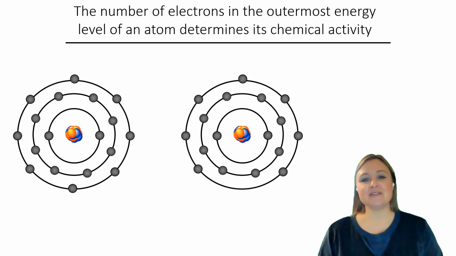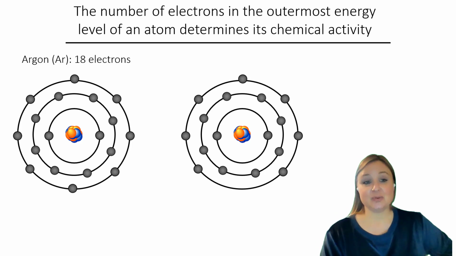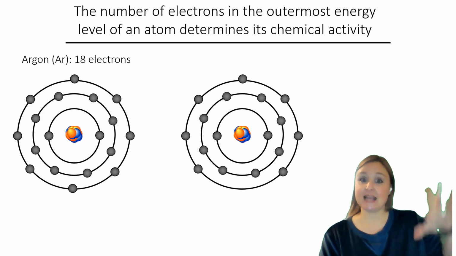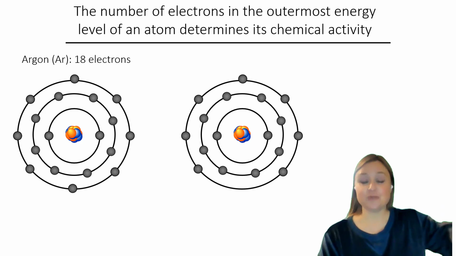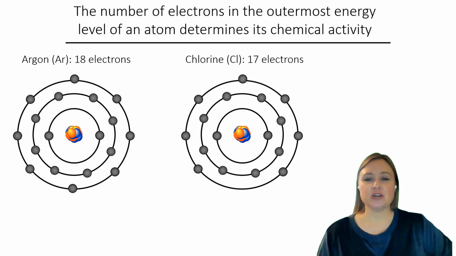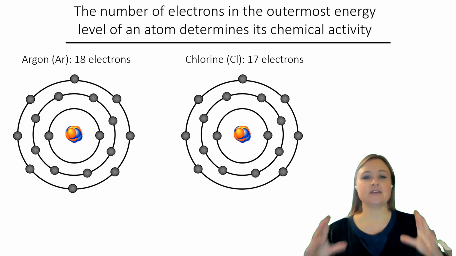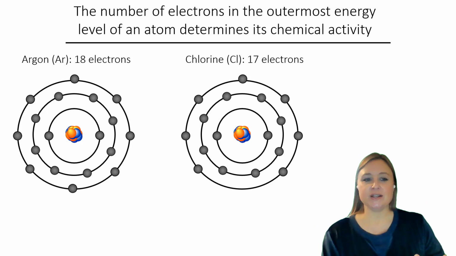Okay, so the number of electrons in the outermost energy level of an atom, right, the outermost shell, determines how reactive it's going to be. So here on the left, we have argon. Argon has 18 electrons, which means 2, 8, and 8. Okay, so it has a full outer shell, full complement of 8 electrons. On the other hand, here's chlorine, which is abbreviated Cl. Chlorine has 17 electrons. And so it has 2 in the first shell, 8 in the second shell, and 7 in the third shell. And so argon is not going to be very reactive because it has a full outermost shell.